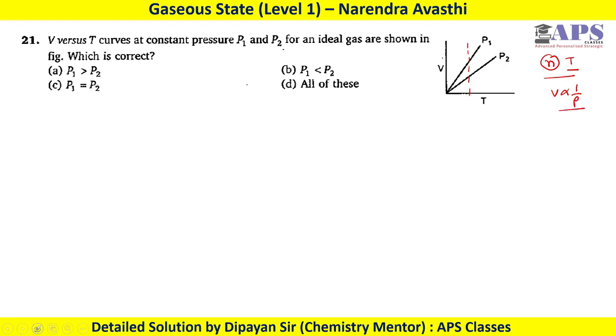Now we can draw two lines. This is volume V1 and this is volume V2, and from the graph it is very clear that V1 is greater than V2. As we know that volume is inversely proportional to pressure, we can write P2 is greater than P1. So for this type of question we have to keep one parameter constant and then we can fix the other thing. According to the question, option B will be the correct option.